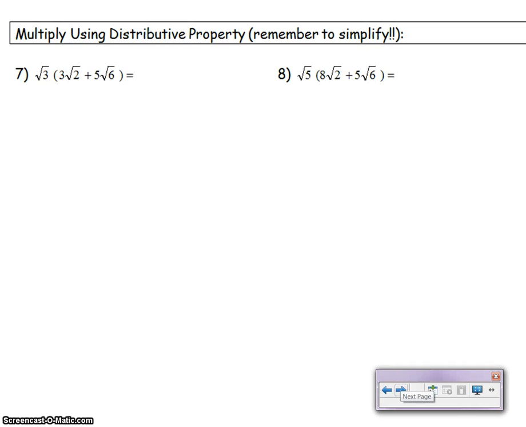Okay, now we're going to use the distributive property. So we have to remember our rules for multiplication. So if things are inside the square roots, they can be multiplied, and if they're outside the square roots, they can be multiplied. So we can put our outsides and our insides together. That's what we need to remember.